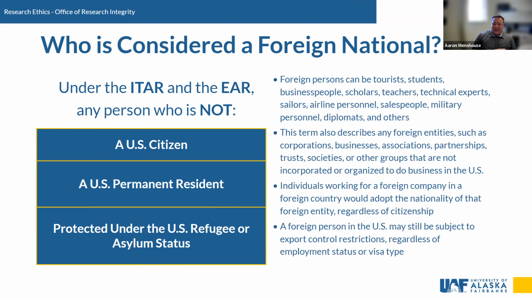A foreign national is anyone who is not either a U.S. citizen, meaning they were born in this country and they have a birth certificate and U.S. citizenship from birth, a permanent resident, meaning they were naturalized, they have a green card, or they're protected under the U.S. refugee or asylum status. Those are the three categories of persons that are considered U.S. persons. Anyone outside of that is considered a foreign national.